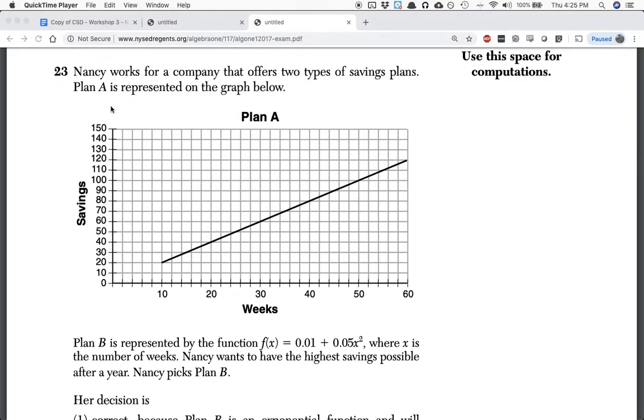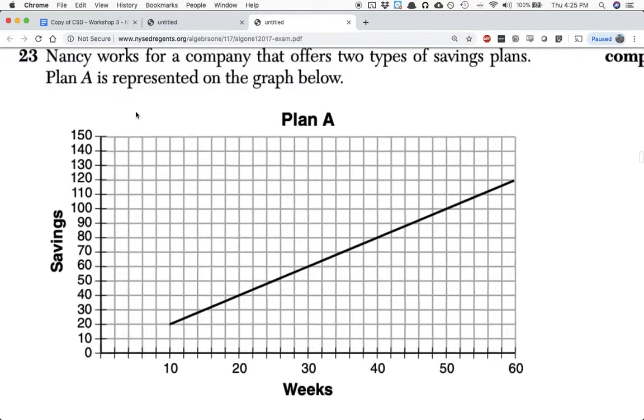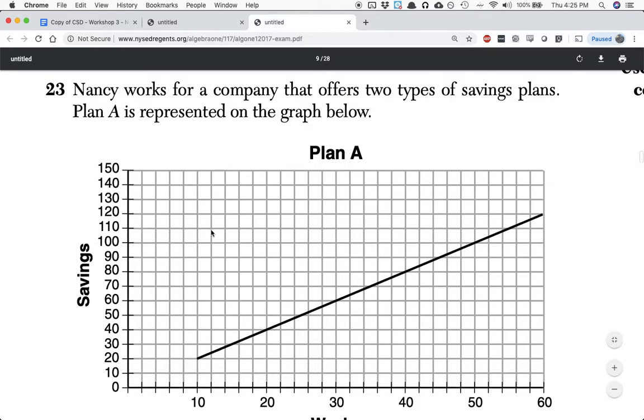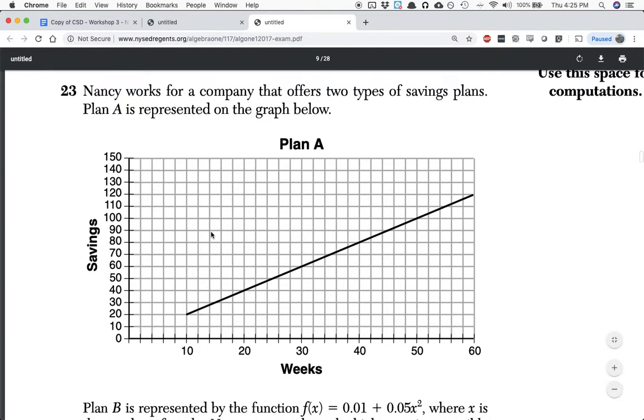So we are looking at question number 23. Nancy works for a company that offers two types of savings plans. Plan A is represented on the graph below. So here I've got Plan A.